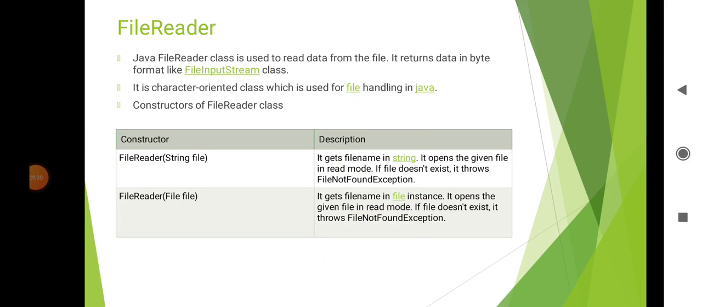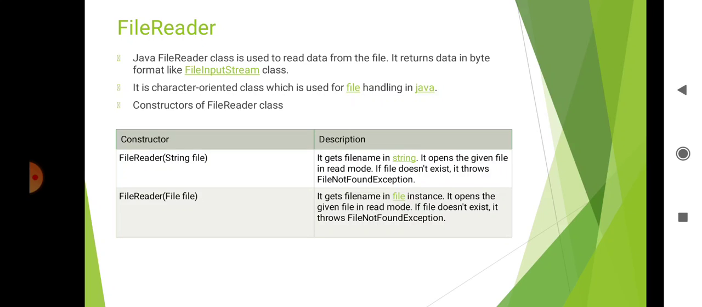Then third type is FileReader. FileReader class is used to read the data from the file, and it translates the bytes from a file into a character stream. Java FileReader class is used to read the data from the file, and it also returns the data in bytes from the file using the FileInputStream class. It is a character oriented class which is used for file handling in Java.